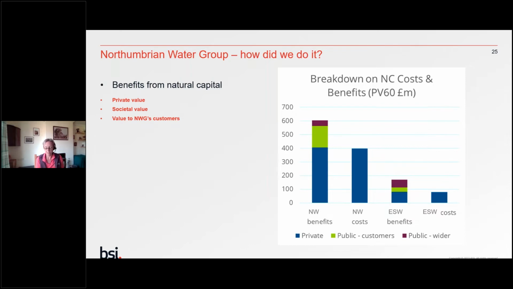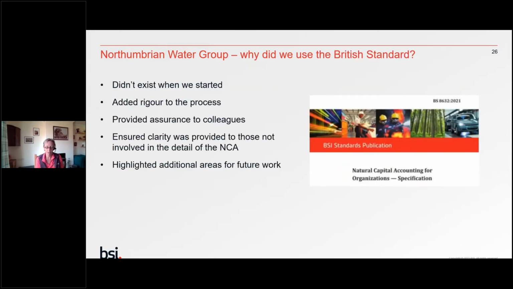And this work really does enable us to clearly demonstrate the added value that we're providing to our customers, which really wasn't something that was being measured or captured in any formal way. When we started our natural capital accounts, the British standard didn't exist. Indeed, it was finalised as we were nearing the end of our process.